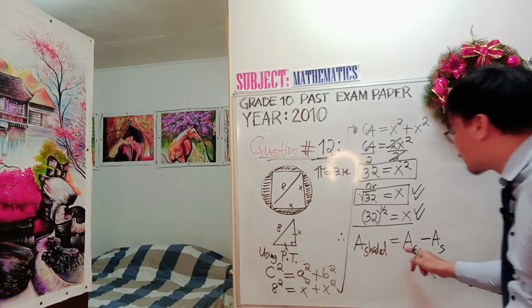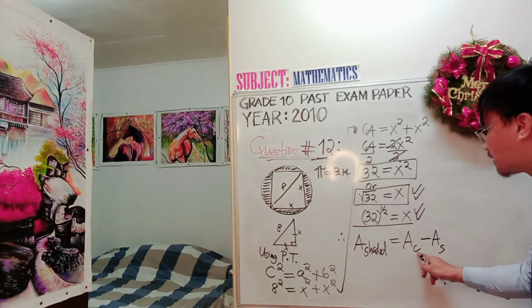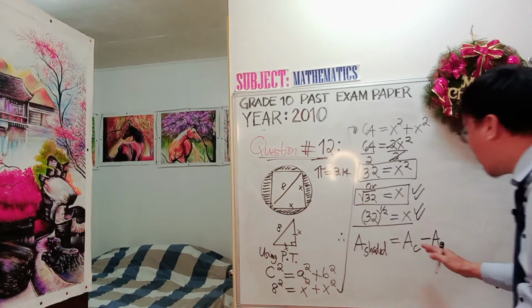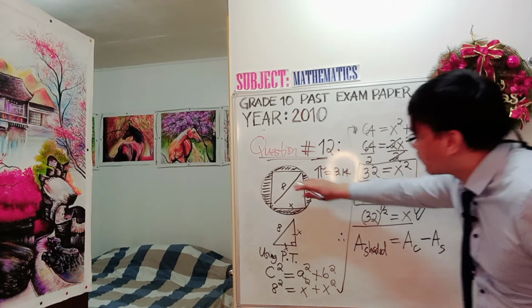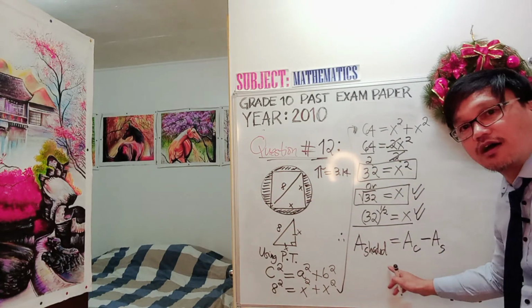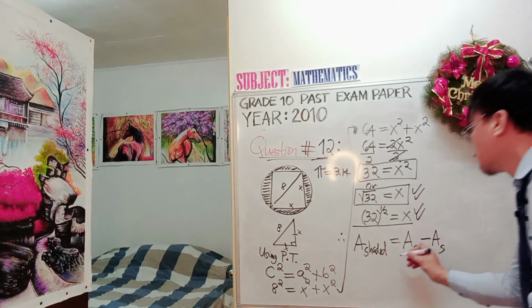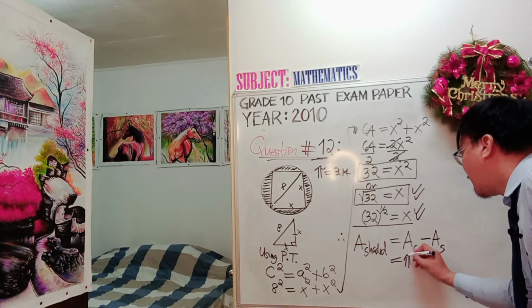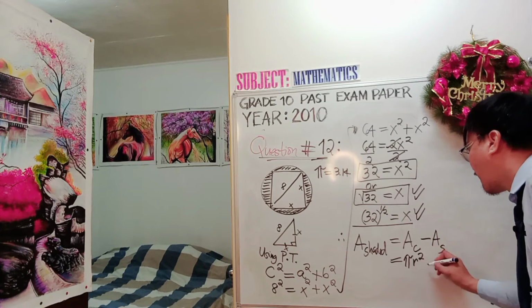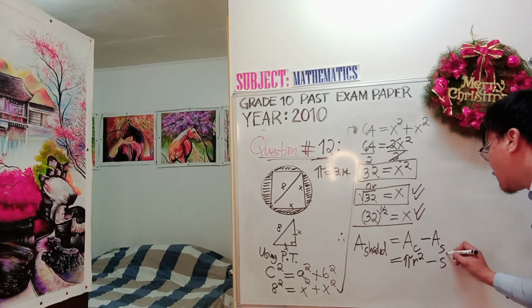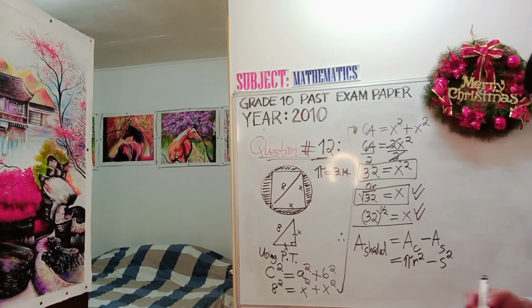So when you subtract from the area of the circle, which is the total area, the area of the square, which is this one that is not shaded, it equals the area of the shaded part. Okay, the area of the circle is pi r square minus the area of the square, which is s square, or side square.